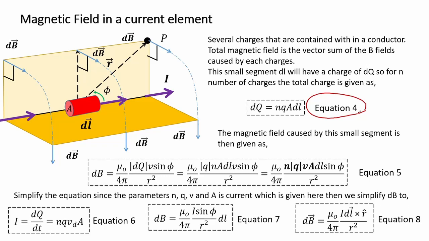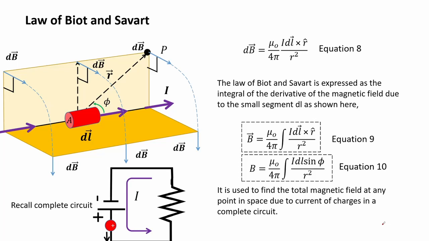So the magnetic field caused by this small segment is given by equation 5. We simplify the equation since the parameters n, q, and v give the current, which is given here, then we simplify dB to equation 7 shown here, and in vector form shown in equation 8. The law of Biot and Savart is expressed as the integral of the derivative of the magnetic field due to the small segment dl as shown here in equations 9 and 10. It is used to find the total magnetic field at any point in space due to current of charges in a complete circuit.